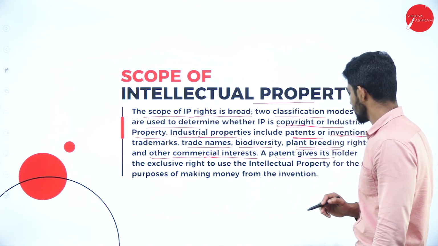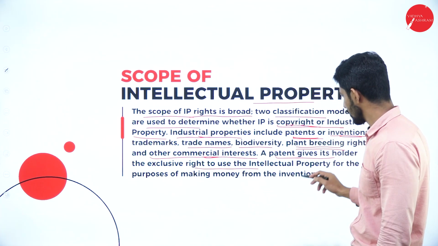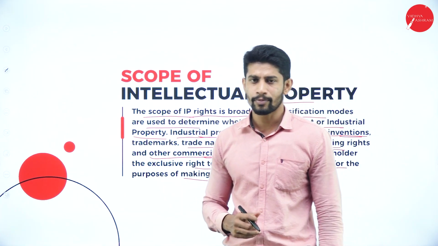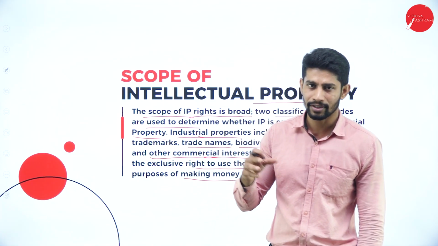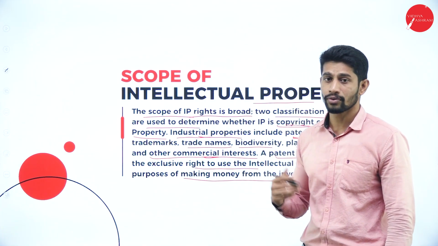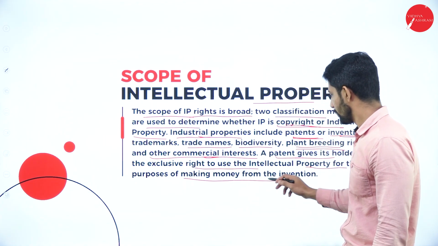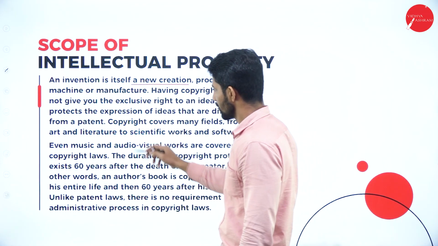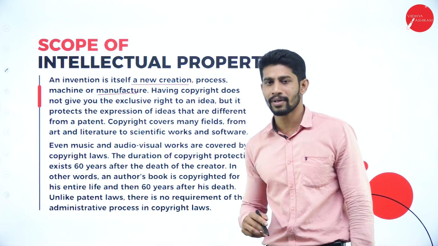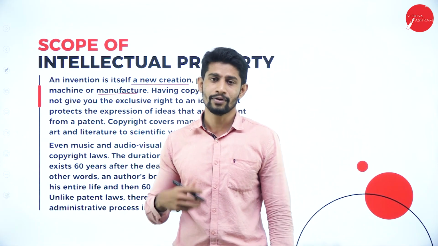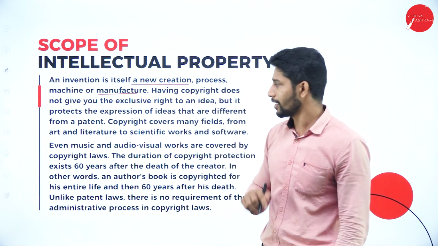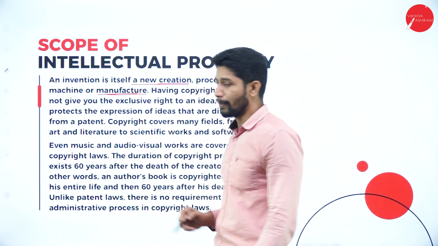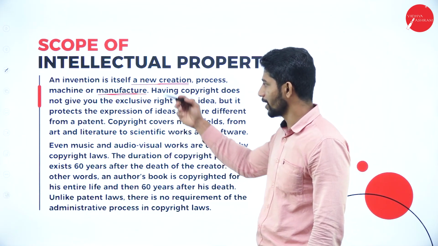And a patent gives its holder an exclusive right to use the intellectual property for the purpose of making money from the inventions. Obviously, it gives the inventor the right to make money from their inventions. And the invention is itself a new creation, process, machine or manufacture. So the invention is a new thing, a new process found by a particular person or inventor, or a new manufacture created by an inventor.